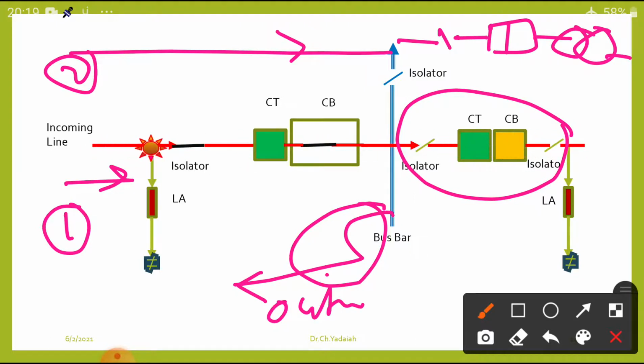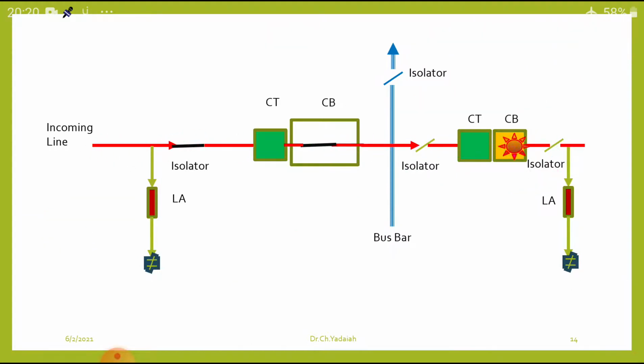Okay, dear students, it is very easy. Every substation, every feeder, every line compulsorily consists of isolators, CTs and CBs. At the end of the substation, lightning arresters are always present. Okay, the simple circuit, dear students, no need to worry. So let us see what components are present in a substation.